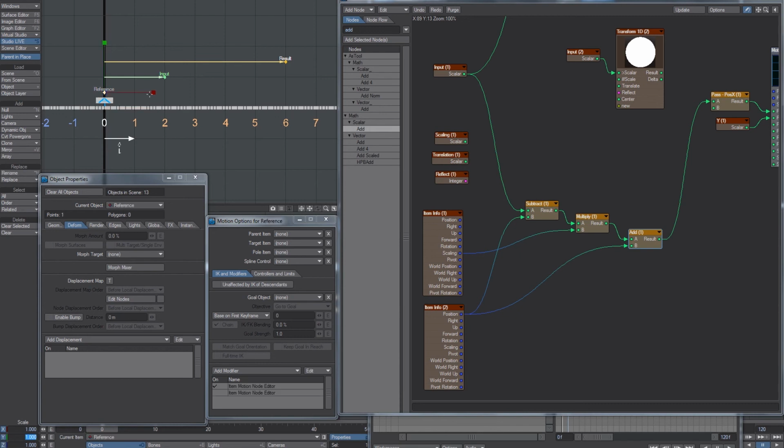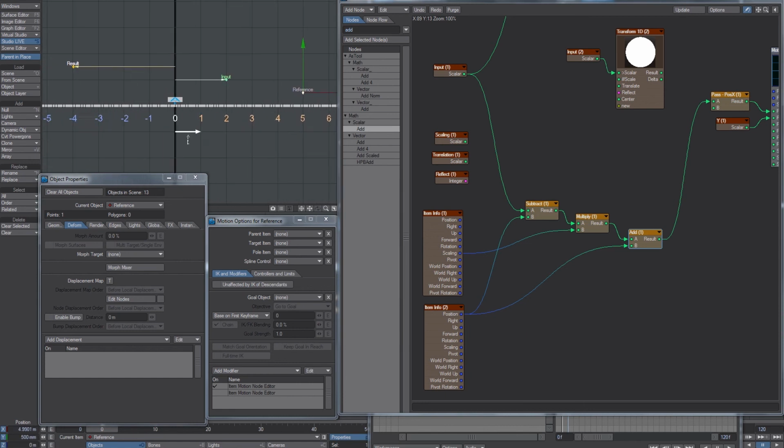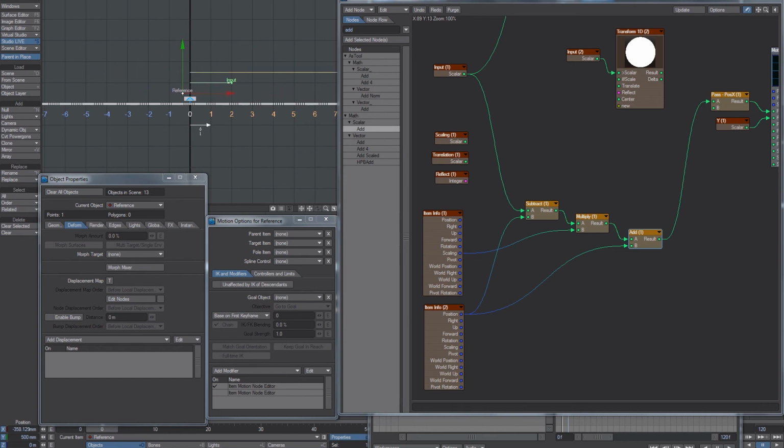But as I change the reference object, you can see that as I move the reference, the result of the scaling value changes. If I put this to 5, now the result will be -4. So what we're seeing here is basically how this input, called center, works.